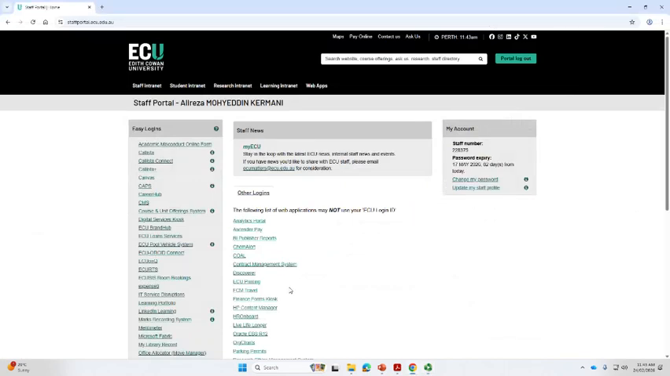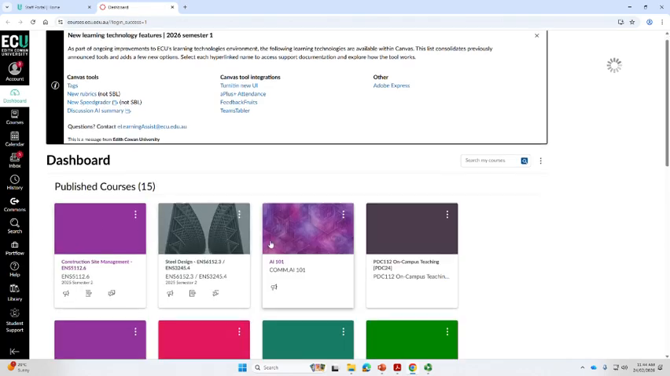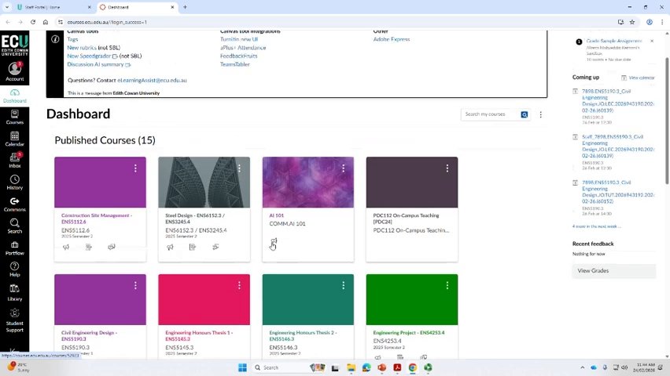Okay, so I had a quick question regarding Canvas. When you log into your student portal, there's Canvas here. Now yours may look a little bit different. When you click on it, you will have access to the sites that you are enrolled in.